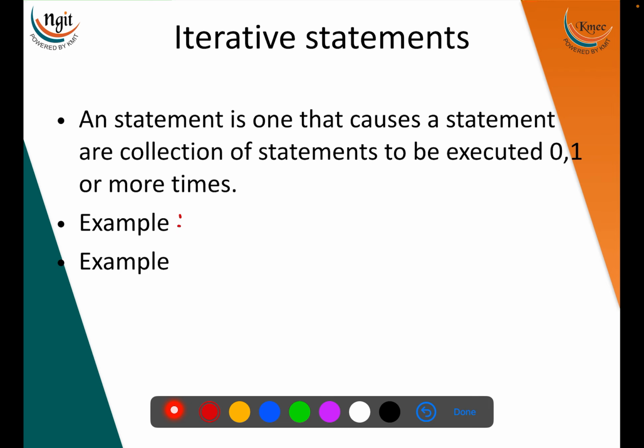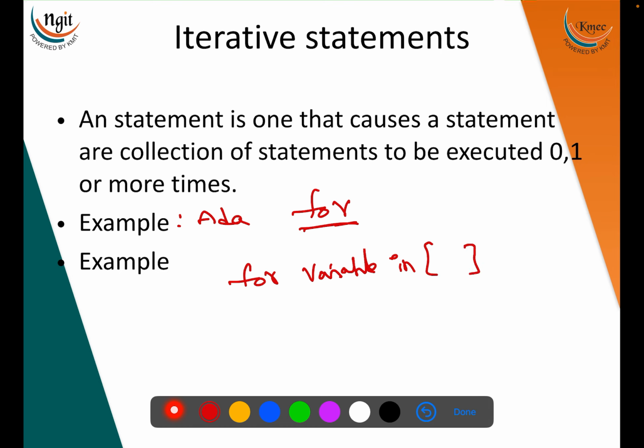Now let's take the example of ADA. ADA is a programming language which uses the for statement in the program as an iterative statement. That is, for variable in, we'll write here the step size, and we'll write some discrete range loop. Now we'll write some block of code and we'll end this one. So this is the kind of notation which is used in the ADA language.